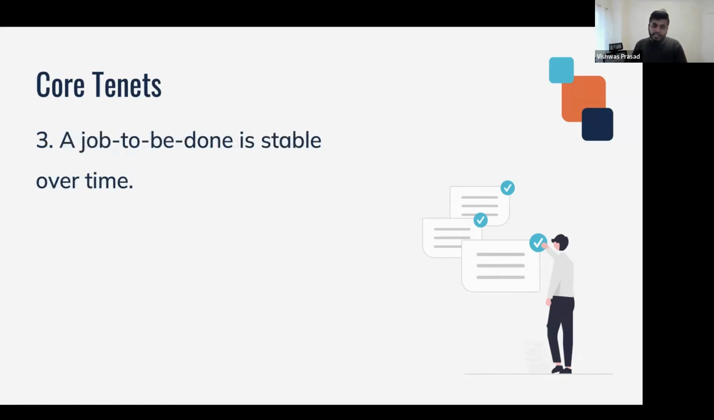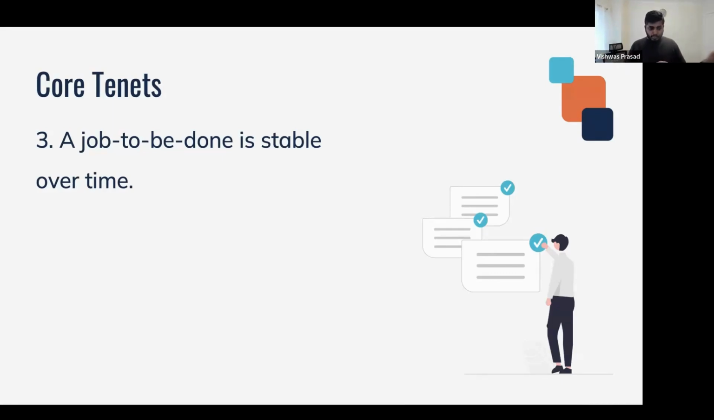The third one is jobs are stable over time, right? Now, what this says is that the fundamental jobs or the needs, the customer needs to get the job done remain consistent over time. So it doesn't matter, even as products or technologies or solutions evolve, the jobs remain the same, right? The methods might change, the tools might change, but the jobs don't change. For example, making memories. So earlier we were using real cameras, this job was still the same. Today we are using digital cameras, the job is still the same.